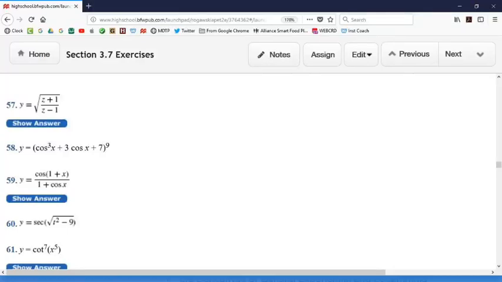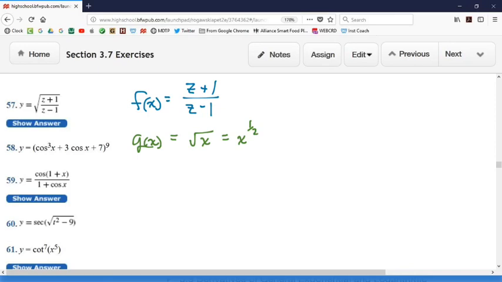Okay, let's identify our functions first. Let's go with our inside function. We'll call him f. The inside function on this one is going to be z plus 1 over z minus 1. Right? And our outside function, the one just outside of that one, is just the square root of x, which I'm going to look at as x raised to the 1/2 power, because it's easier to think about as 1/2 power when you're trying to do the power rule on him.